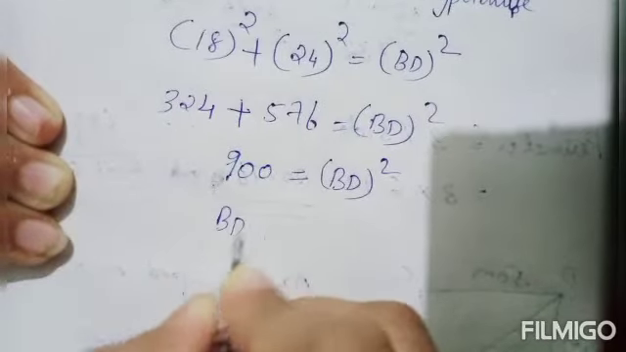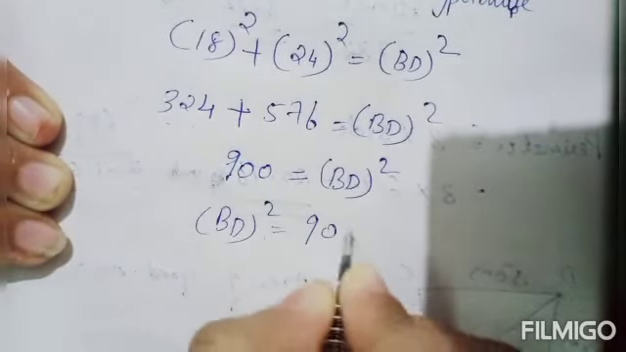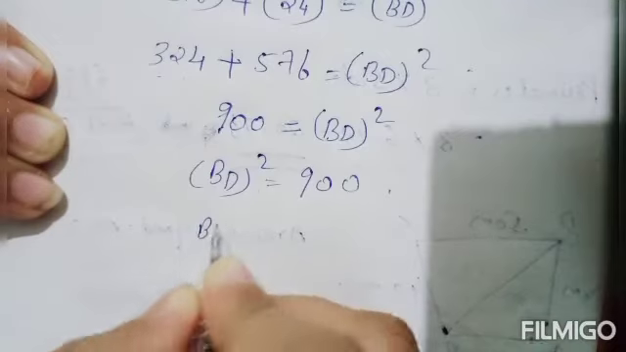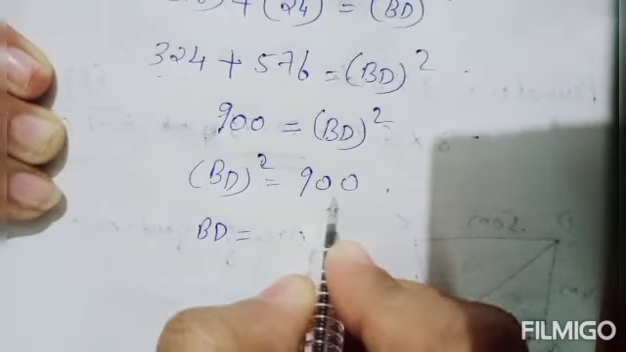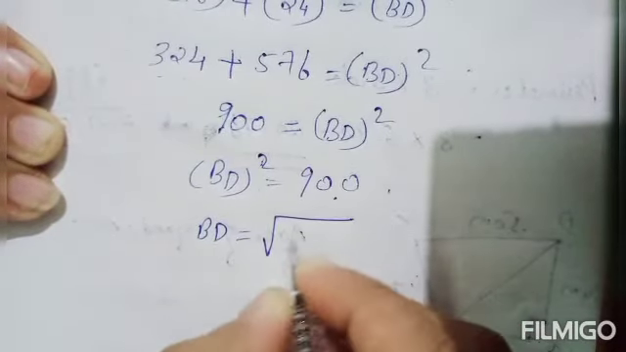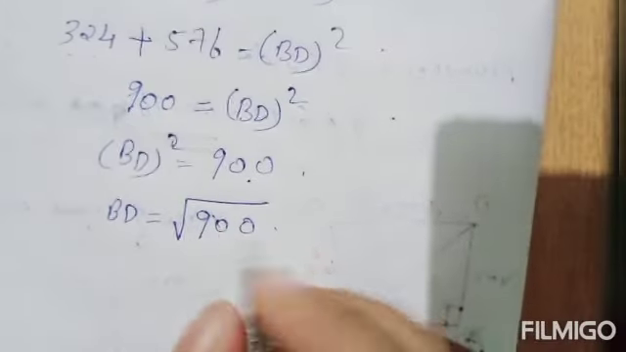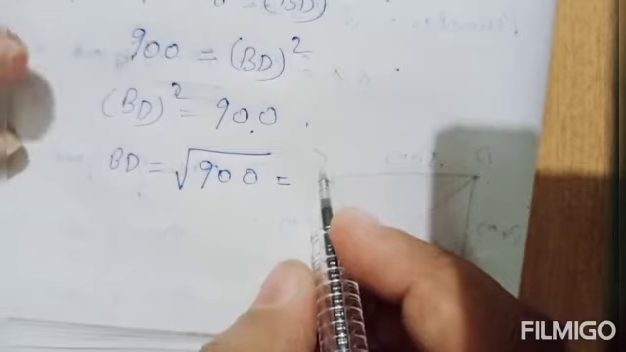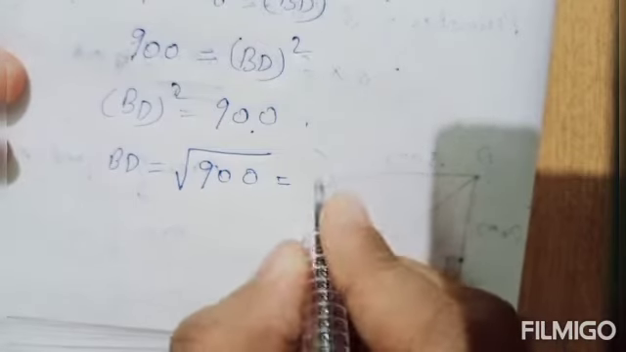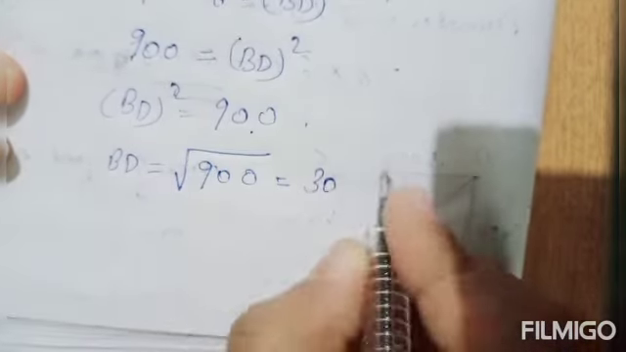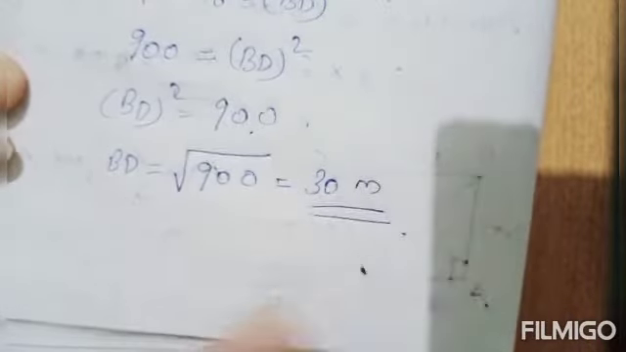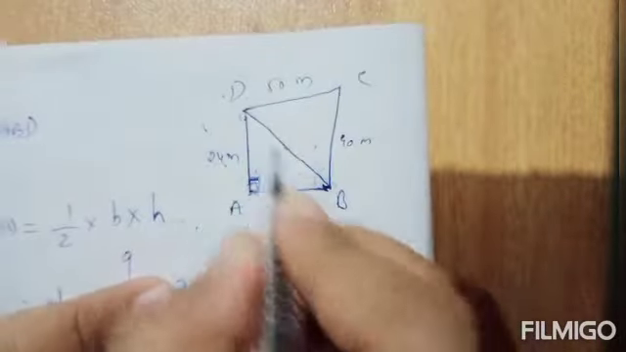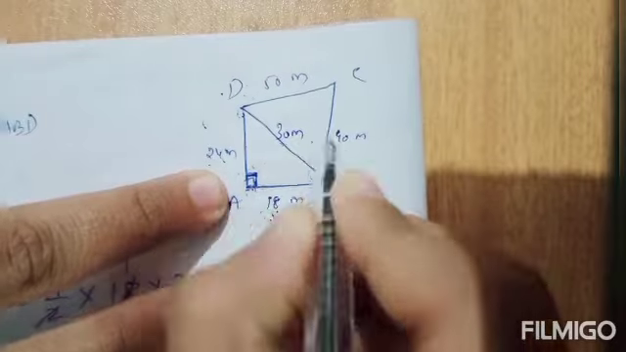That is, if BD square equal to 900, how can you find BD? BD square on taking to other side, it will be root 900. Now root of 900, you can use any method. You have studied in the chapter square and square roots. You will get 30. So BD equal to 30 meter. You got this length of BD, it is 30 meter.